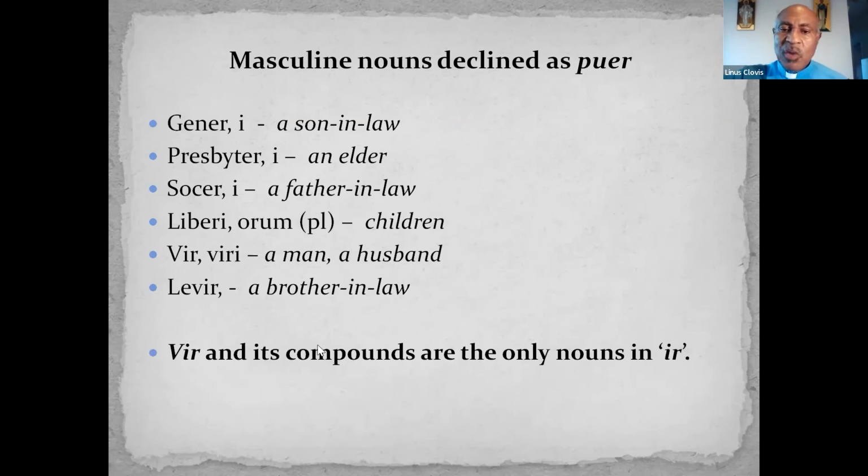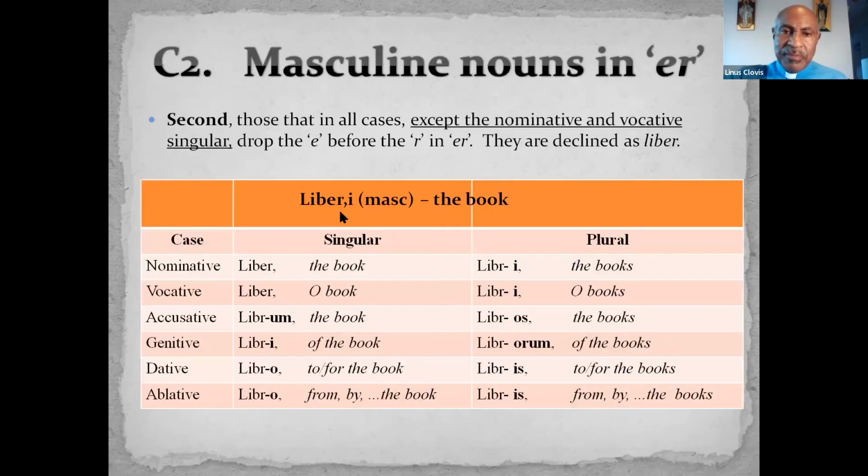So vir and its compounds are the only nouns in IR. Okay, so that makes life very easy. So all the compounds will be like brother-in-law and so on.